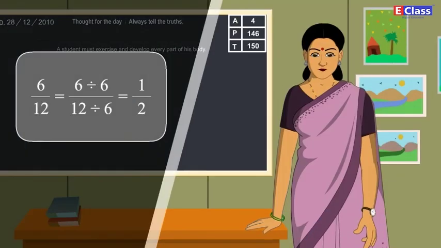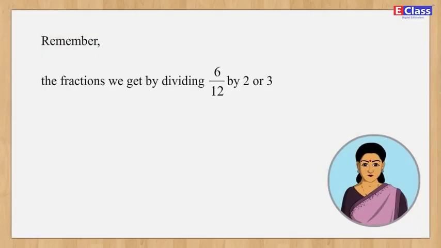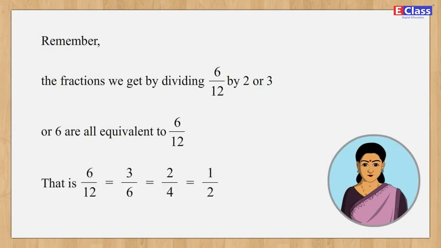Sure. 6 upon 12 is equal to 6 divided by 6 upon 12 divided by 6, which is equal to 1 upon 2. Remember that the fractions we get by dividing 6 upon 12 by 2 or 3 or 6 are all equivalent to 6 upon 12. That is, 6 upon 12 is equal to 3 upon 6, which is equal to 2 upon 4, which is equal to 1 upon 2.